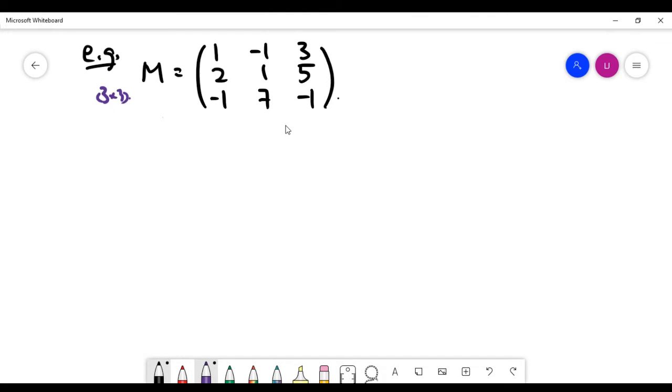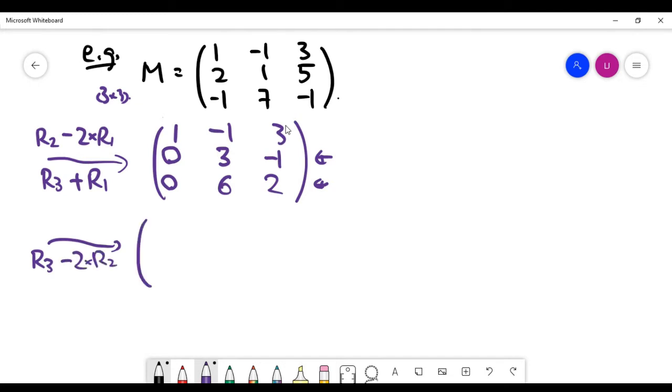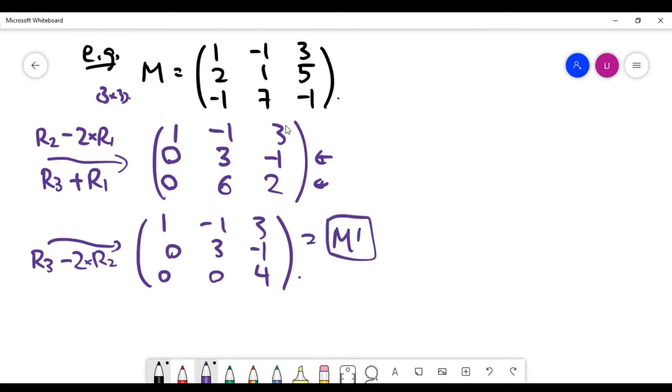Now, first of all, let's do some row operations. For example, we can reduce the second row by using row 2 minus 2 times row 1. We can also reduce the last row by using row 3 plus row 1, right? And row 1 remains unchanged. Row 2 would be something like this. And how about the last row? It's going to be something like this. And I think it's quite clear that we can reduce it further. For example, I can use row 3 minus 2 times row 2 to reduce the last row, right? So at the end, you get a new matrix like this, and it is an upper triangular matrix.